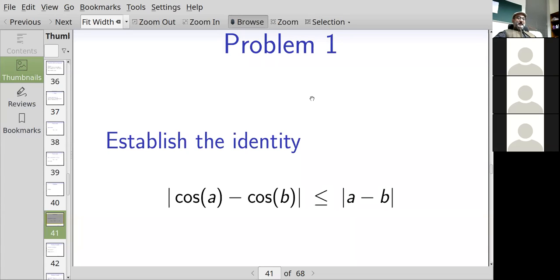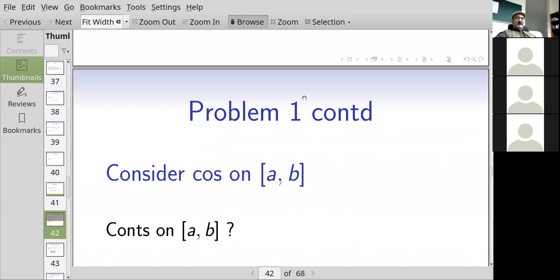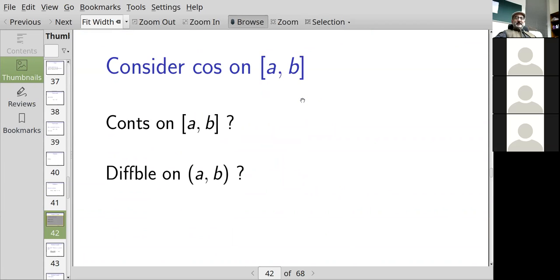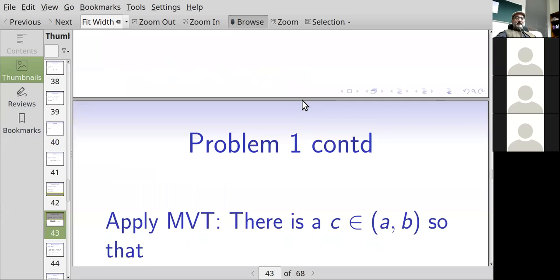Okay. Can I apply the mean value theorem then? Yes, we can. Okay. All right, so it's continuous on closed [a, b] and it's differentiable on open (a, b). I'm allowed to apply the mean value theorem. So what does the mean value theorem say? There is a point c somewhere between a and b such that what?